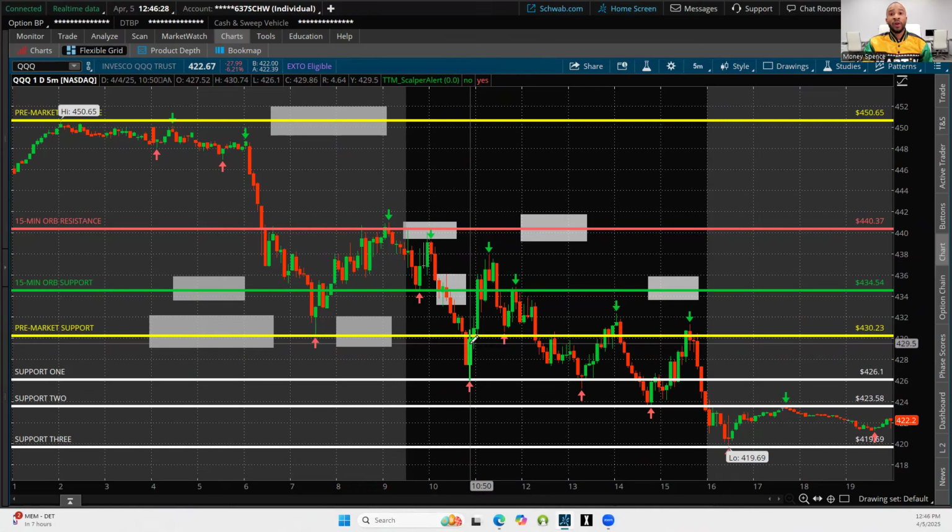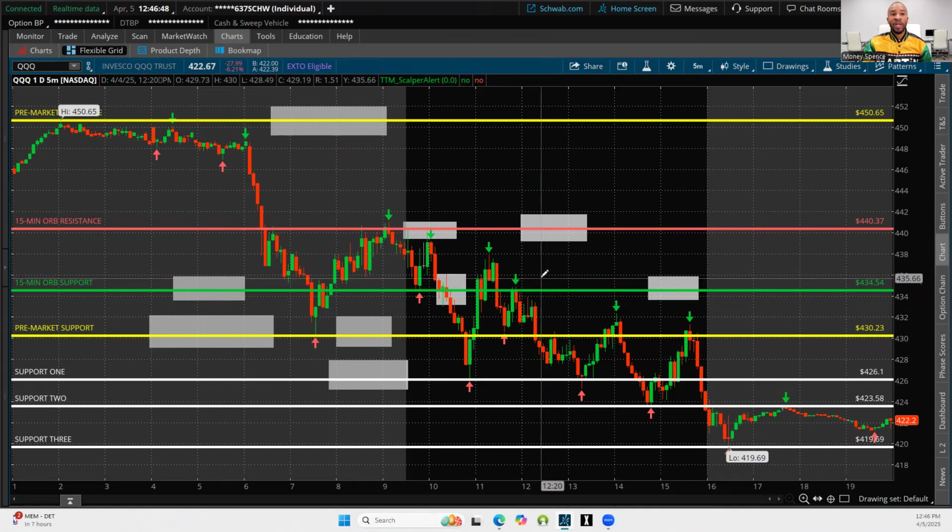So that's going to be your next key support level that you need to focus on. On this particular day, we were bearish, so we're going to highlight the support level as well. The buyers stepped in pretty heavy. Now you need to keep a close eye on the pre-market support that you have set up before the market opened up.